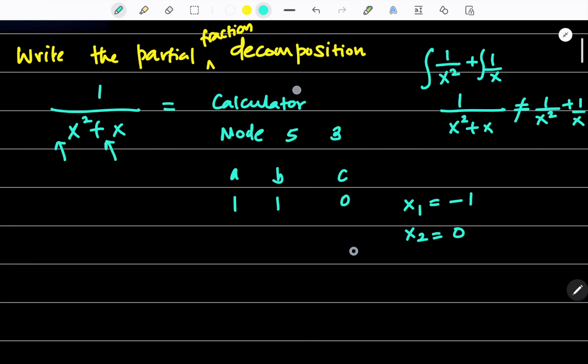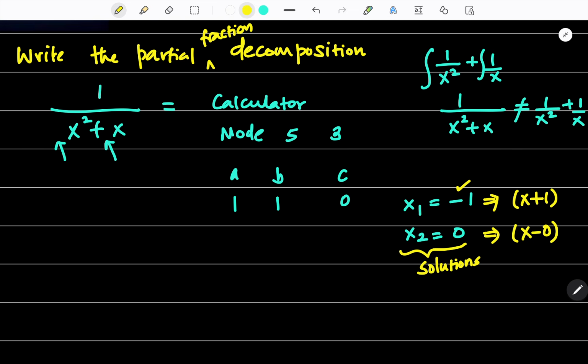If x1 equals minus 1, you should write this in factor form. This is called solutions. And you should write in the factor form: if it is minus, you write it as plus. For 0, minus or plus is immaterial, so you write it as x minus 0. If it is plus 1 here, it is minus 1. If it is minus 1 here, plus 1. For 0, you just write minus 0.